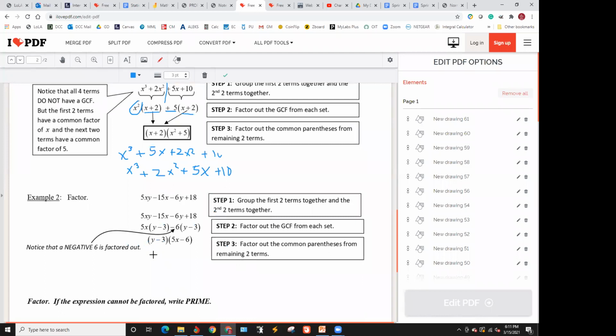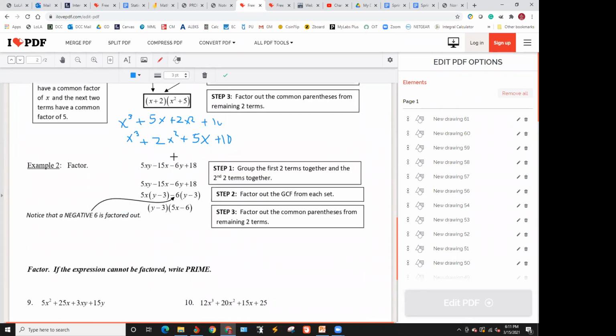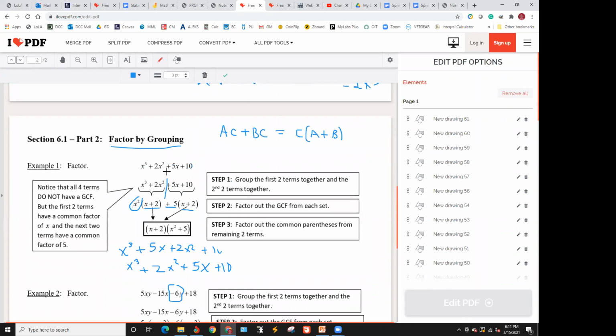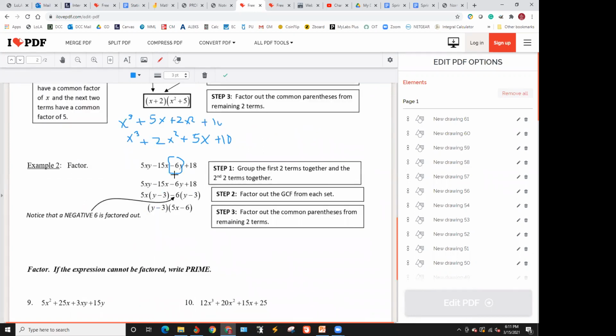Well, here's another example. The reason why this one is kind of important and why they have a second example is this third term here. That's the sign that goes right there. Whatever the GCF is going to come out with the sign of that third term. So here, the third term is negative, so we're going to have to keep that in mind in a second here.